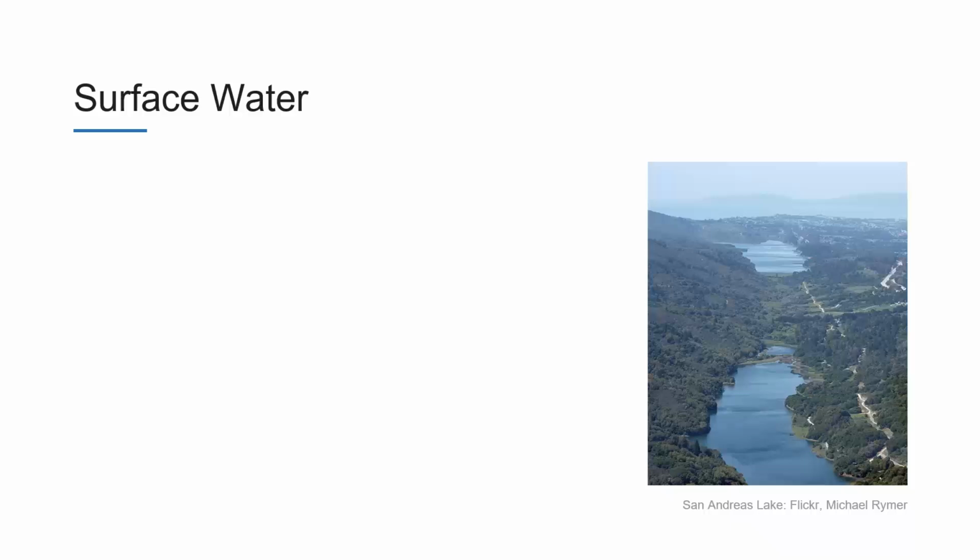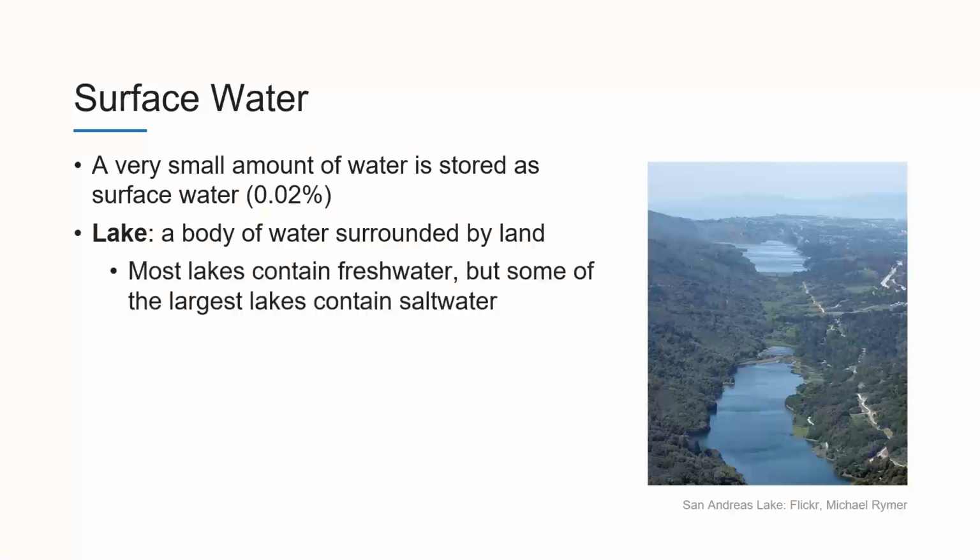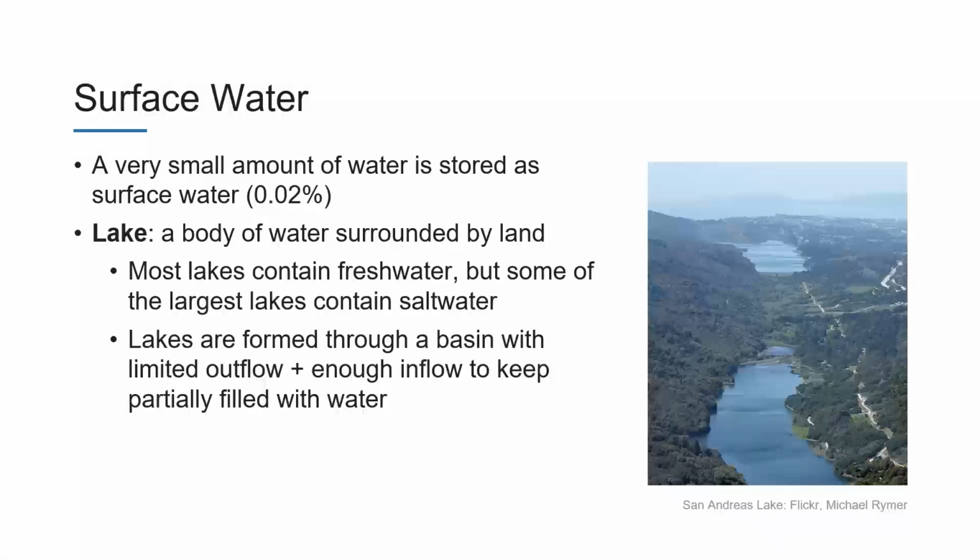So now let's turn to surface water, which makes up only a tiny fraction of Earth's total, about 0.02%. One example of surface water is lakes. These are bodies of water surrounded by land. So, for example, we have an aerial view of San Andreas Lake to the right here. This is that lake you can see to the west of Interstate 280. And most lakes contain fresh water, but some of the largest lakes contain salt water. Lakes are formed through a basin, so this low part of the land surface that has limited outflow and enough inflow to keep it partially filled with water.